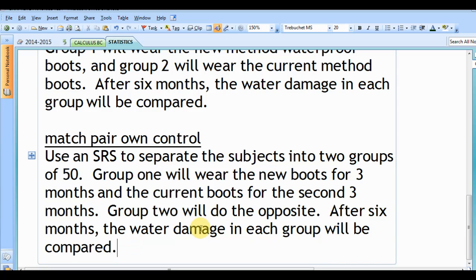Is the benefit of own control that it's more accurate? You have each person doing both methods rather than just one person doing it, with different people. I think you have the idea.